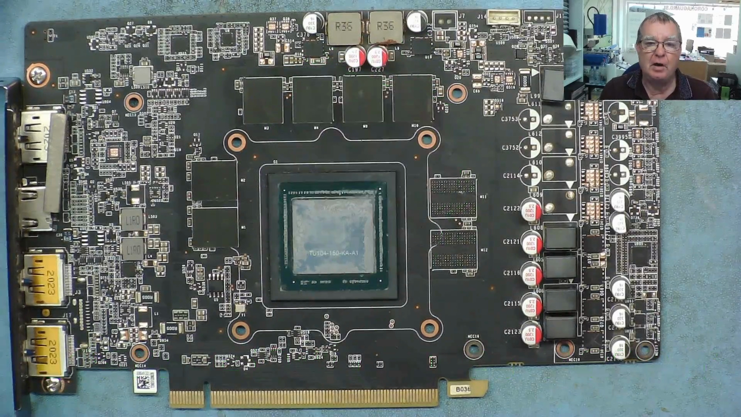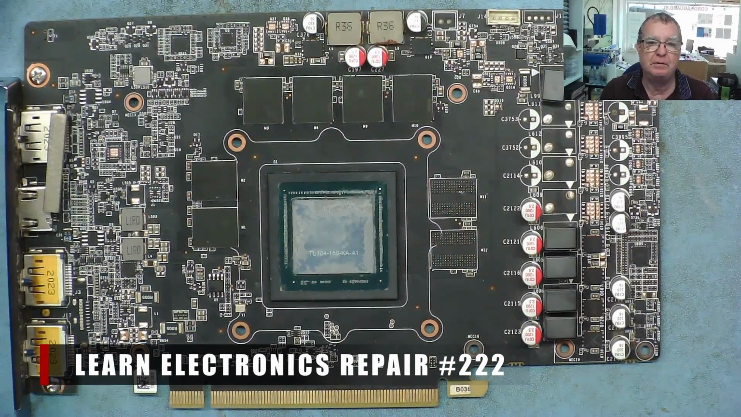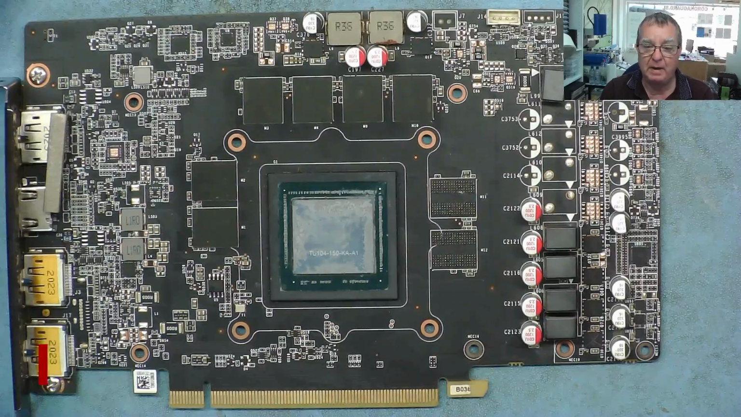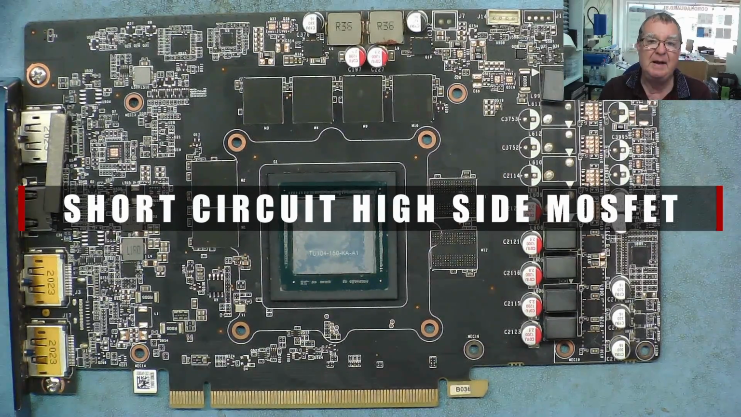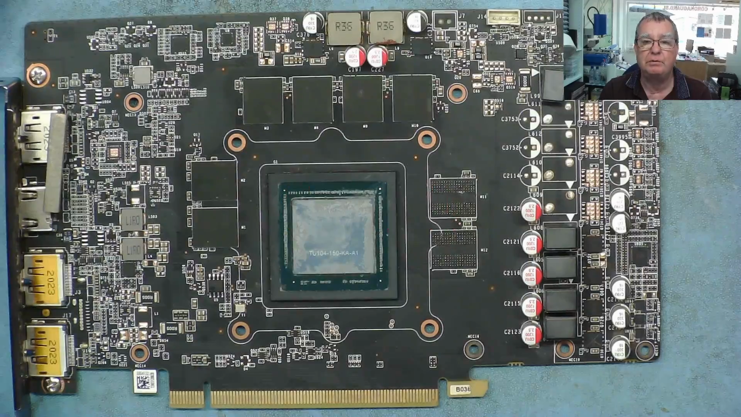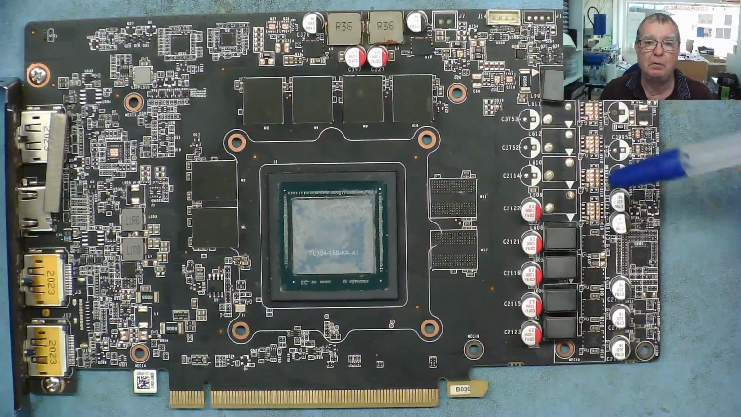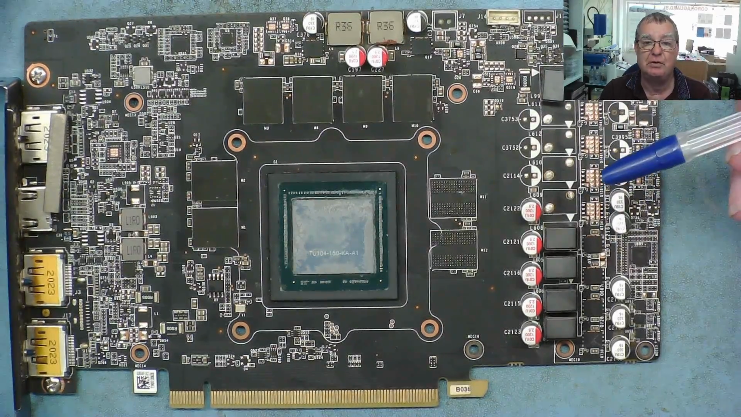In this video we're going to look at a very common problem we find with graphics cards and motherboards in particular. This problem is called a short circuit high side MOSFET. I'm going to show you in this video at least 10 ways to trace this sort of fault as to which MOSFET is a short circuit one.